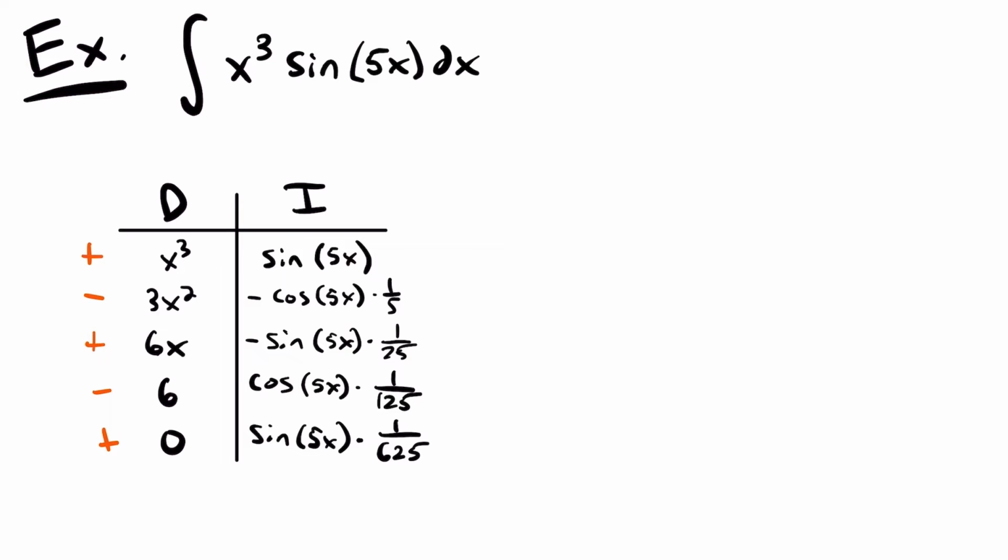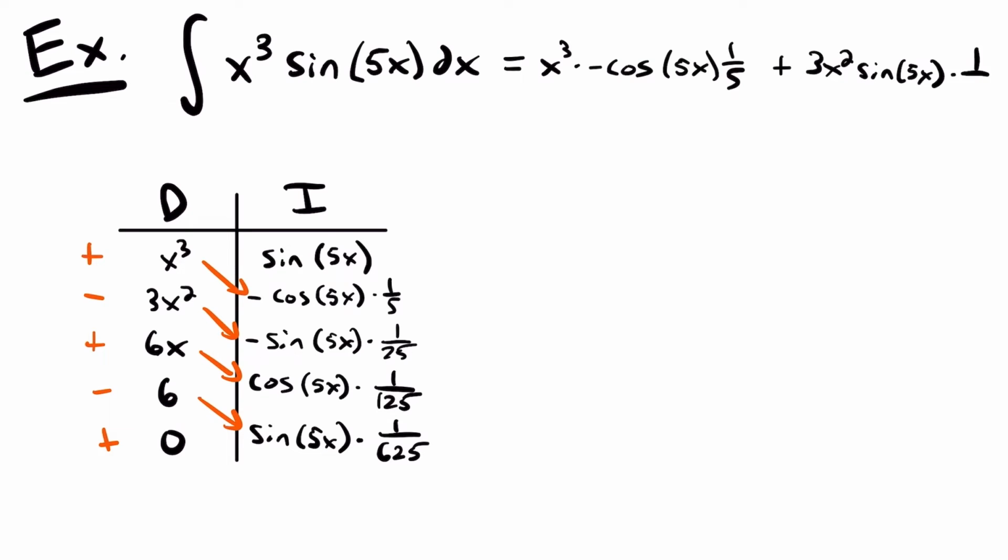Okay, now we can start setting up the solution to this integral. We will be multiplying our terms diagonally and adding them together. And so if we start with our first term, we'll have positive x cubed times negative cosine of 5x times 1/5. So our integral will be equal to x cubed times negative cosine of 5x times 1/5. And then our next term will be negative 3x squared times negative sine of 5x times 1/25. And those two negatives are going to cancel out. So we will have plus 3x squared times sine of 5x times 1 divided by 25.